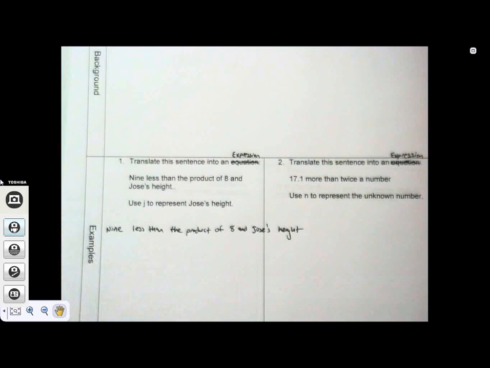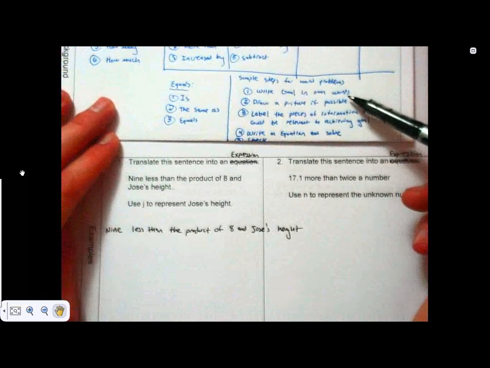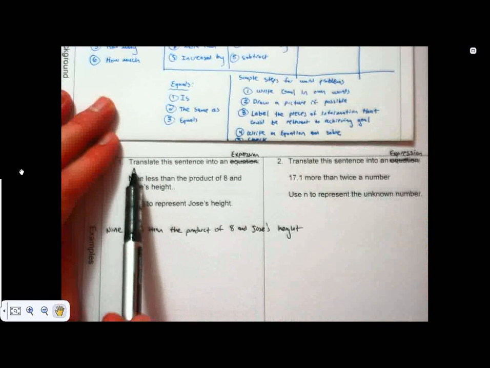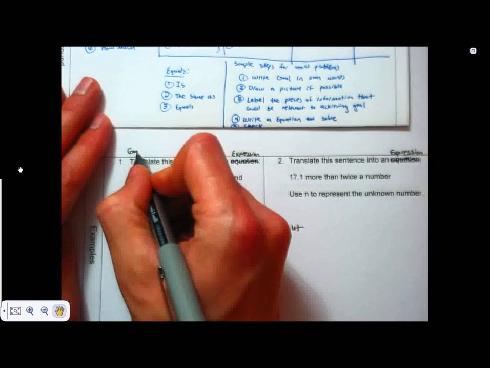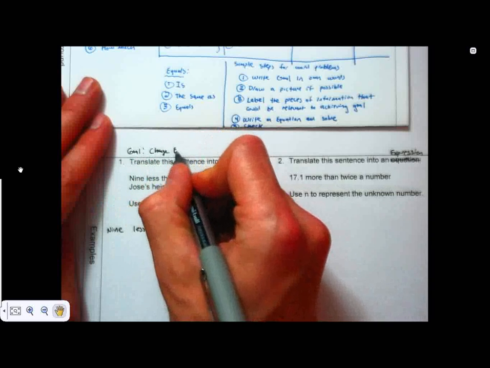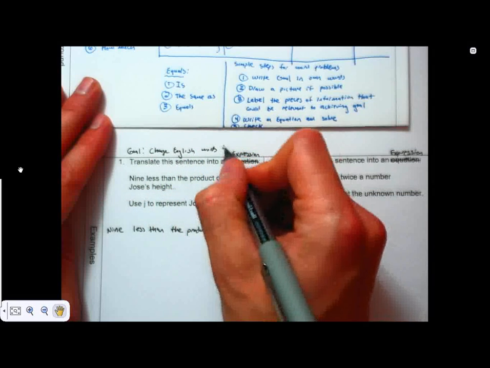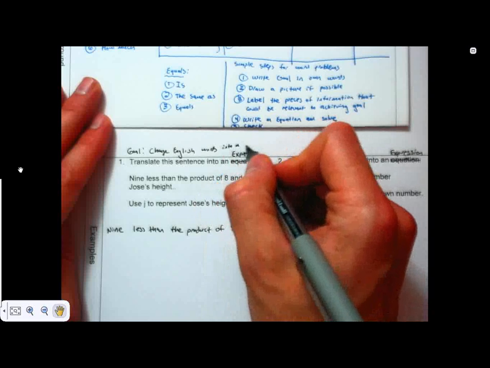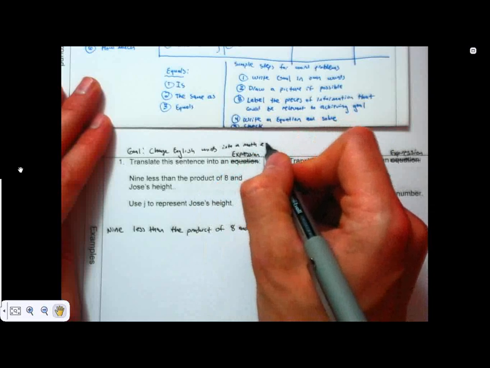And here we go. So the first thing I want to establish is what our goal is for this problem. That's always my first step when I'm approaching word problems. I want to write it in my own words. Well, the goal for this problem, it says, is to translate the sentence into an expression. So my goal is to change English words into math sentences. Into a math expression.